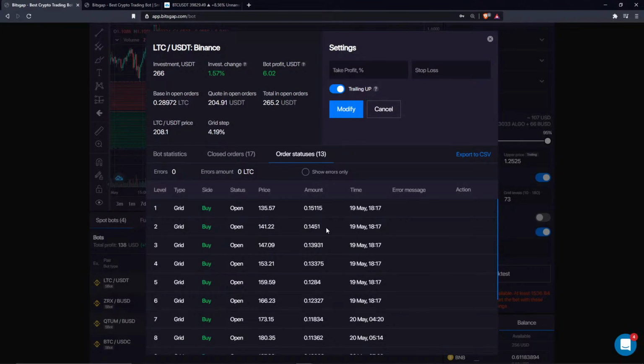The reason for that is that per each price level it spends an equal investment value. So if you multiply the price by the amount in this trade, or for example this one you multiply by its amount, you will get the same investment value as in this case, or in that case. So the S bot, per each grid level, spends the equal investment value.